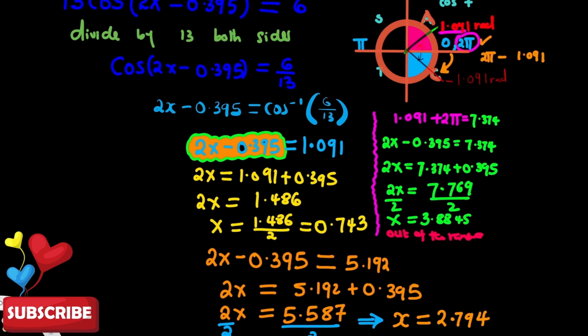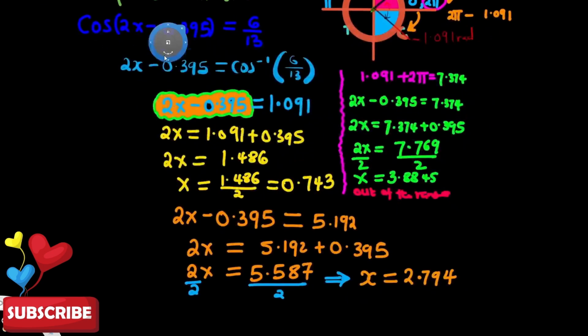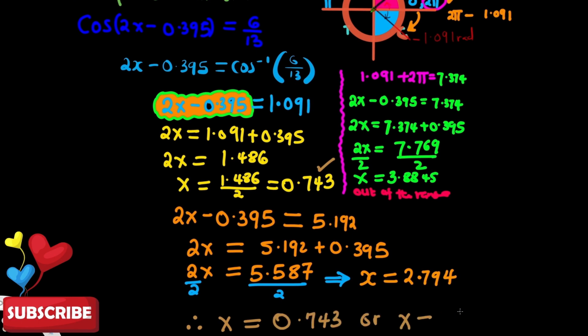So having that, we can decide to leave our answers correct to 3 decimal places or 2 decimal places. All right, let us just decide and leave them correct to 2 decimal places, and our answer becomes x equals 0.74 or x equals 2.79.